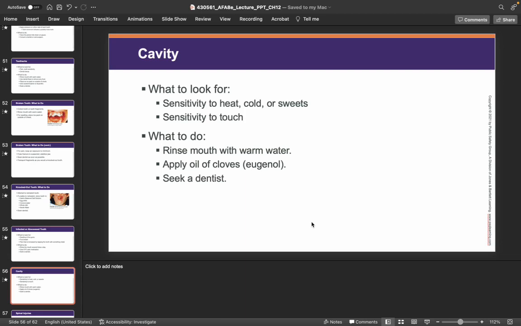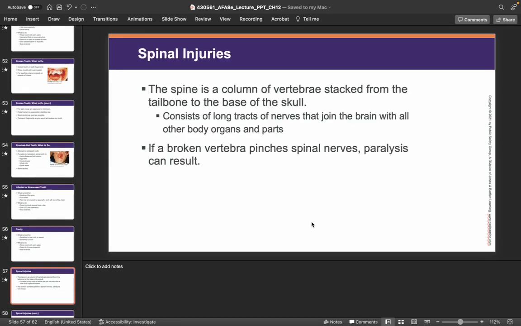Rinse the mouth out with warm water. You can apply oil of cloves. That can help. And then seek a dentist ASAP. All right. So pivoting now to spine injuries.